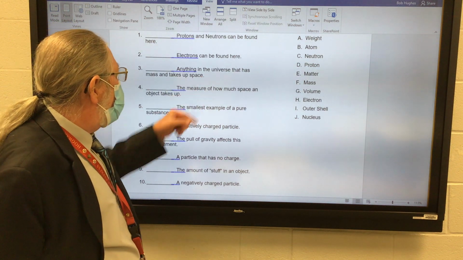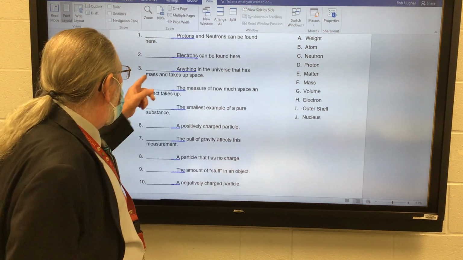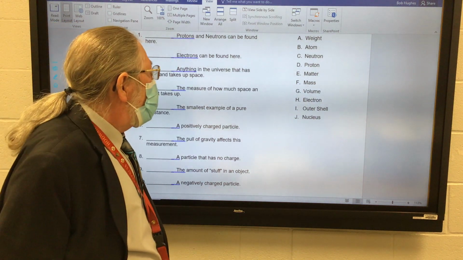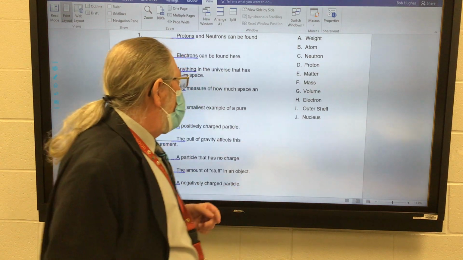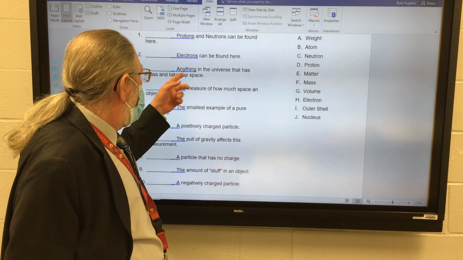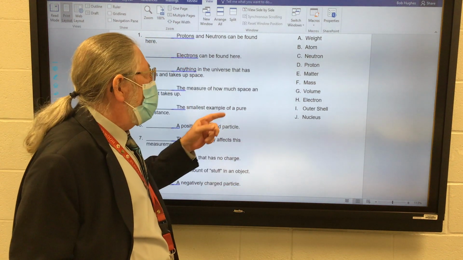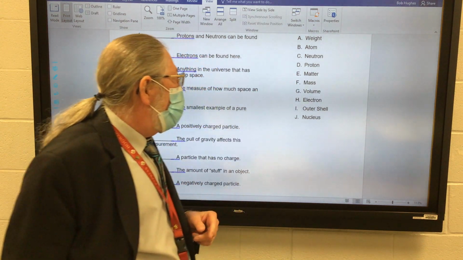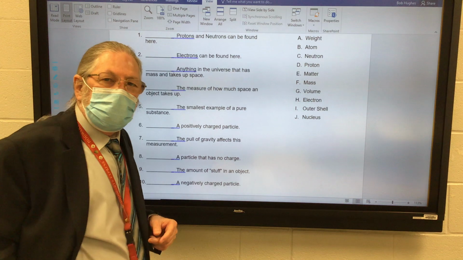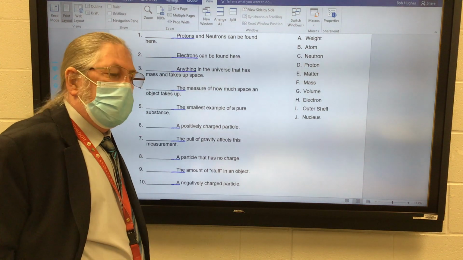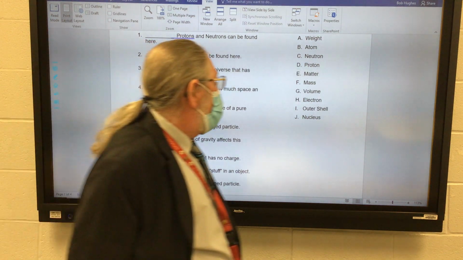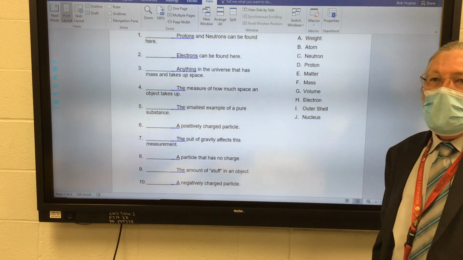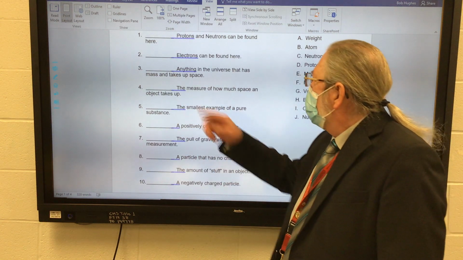Okay, let's go to number 3 here. Anything in the universe that has mass and takes up space, is that matter or is that mass? E or F? Mark your answer.